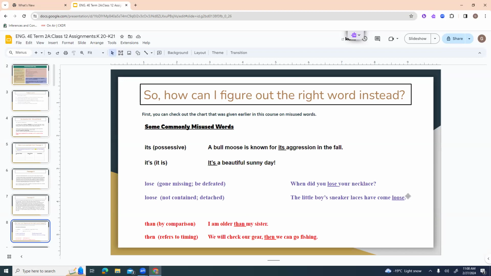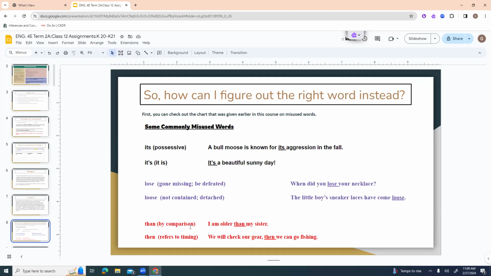So the meanings are really close here. Lose, when did you lose it? Where did it go? What could we substitute in there that would make sense, right? Whereas a necklace could have come loose, but then the sentence would be a little bit different, like your necklace came loose and fell to the floor. The little boy's sneaker laces have come loose. So they became untied. What else could be loose? A dog could run loose. A cat could run loose. It's a little bit different.